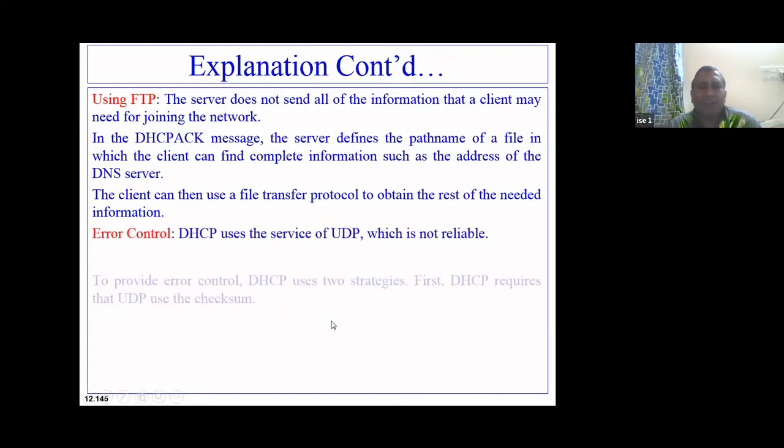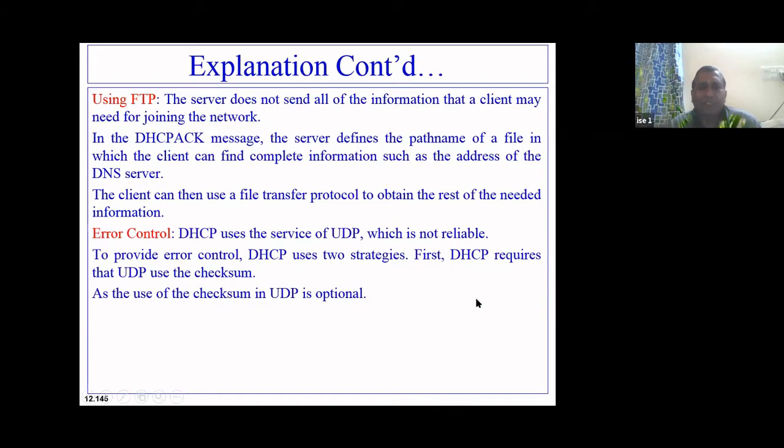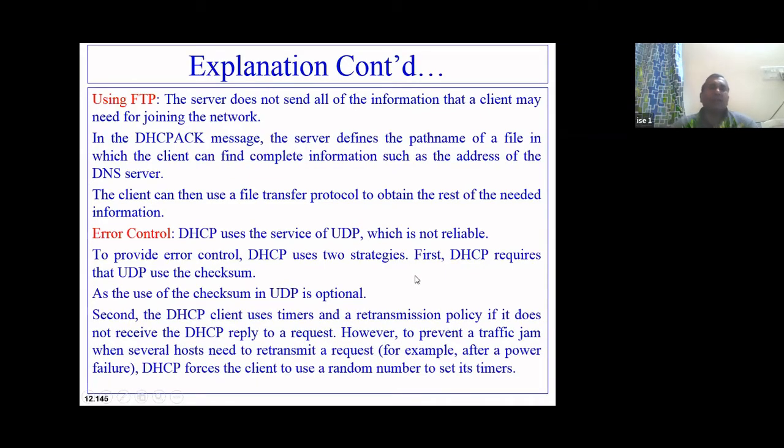Now there is something called error control. Generally, DHCP uses UDP services, and User Datagram Protocol generally is non-reliable. That means it does not have much of a checksum. Generally, UDP will not use much of checksum.